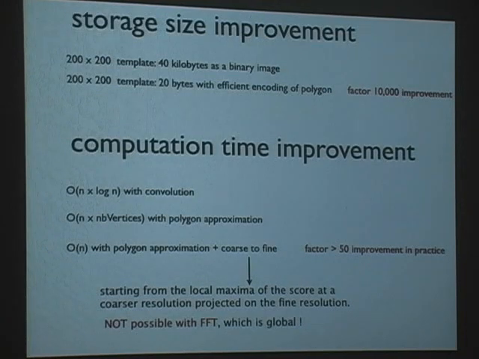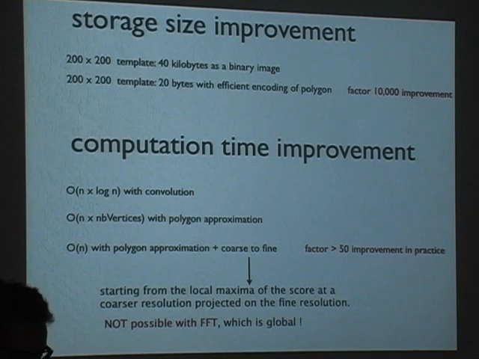We have huge storage size improvements. For example, a 200 by 200 template with efficient encoding can be stored as 20 bytes with the polygonal approximation, as opposed to 40 kilobytes if you use the binary image to store the mask. So this is a factor 10,000 improvement.